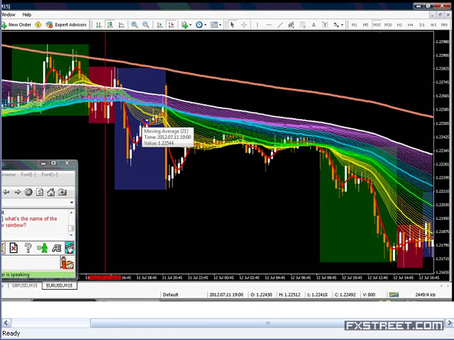tip the scale in your favor at a time when it can be essential, especially if you are trying to pick tops and bottoms. It's not really my game when I trade. I'm really not much into trying to pick tops and bottoms. I'm rather into trying to join a good move, somewhere in the middle or towards the end. I'm not really trying to be the first guy at the party.